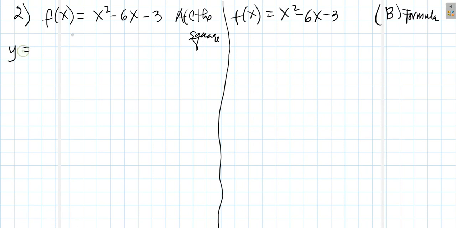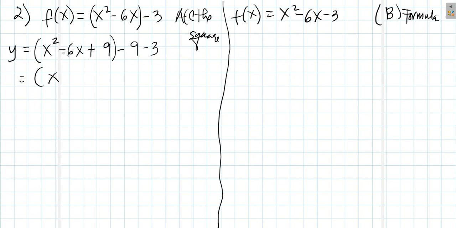So y is equal now to x squared minus 6x. We separate, plus half of 6 is 3, squared is 9, minus 9 minus 3. So, complete natin. So we have now x, then copy the middle term minus, then get the square root of the last term, which is 3, then squared. Negative 9 minus 3 is equal to negative 12. Therefore, the vertex is equal now to 3 and negative 12.